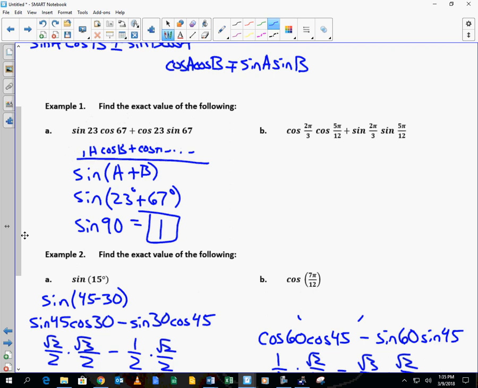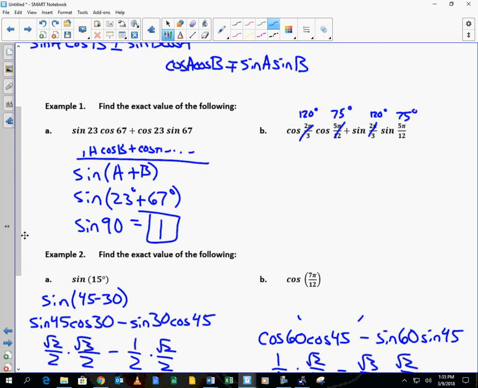Hey, letter B, that looks semi-conspicuous as well. First of all, I want to convert it to degrees because the radians are just freaking me out. Agree, Elizabeth? All right. 2 pi over 3, you know that one, right? 120. And I know that Jackson knows 5 pi over 12. It's 75. So we got that 120 and we got that 75.